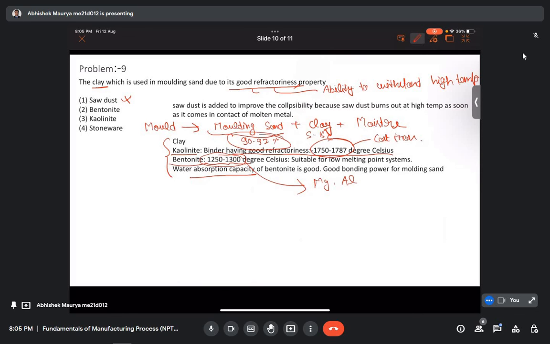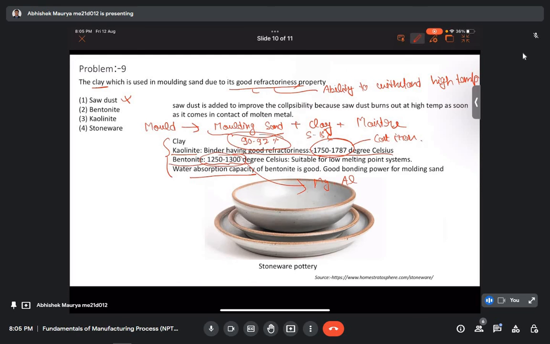Whereas stoneware is also a refractory ceramic, but it is not used for casting. It is used for pottery purposes. Its water resistivity is very good. So pots are made up of this stoneware. This is used for making crockeries or pottery, but it has nothing to do with molding. Although it is a refractory material, it is not used during casting.